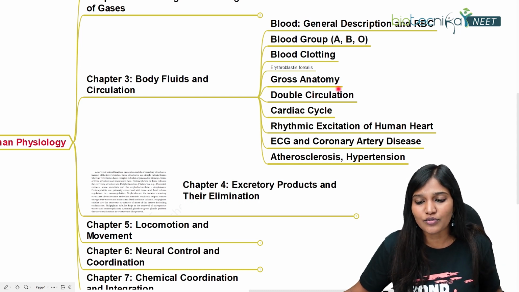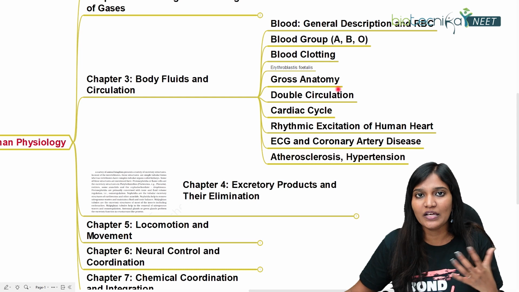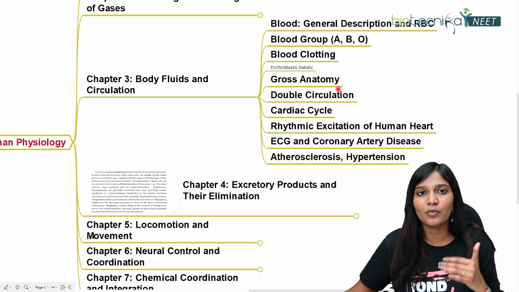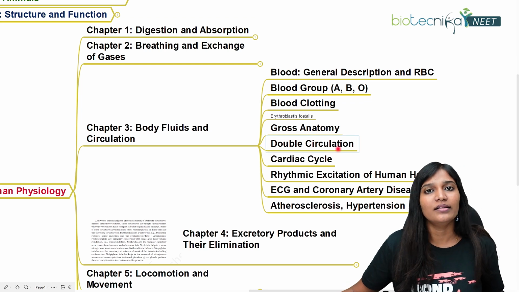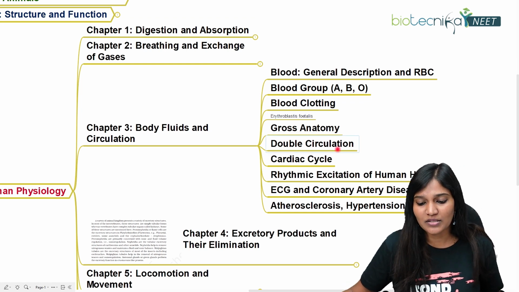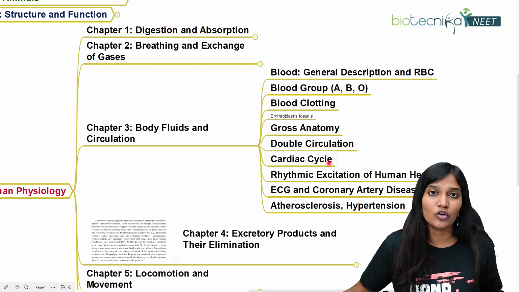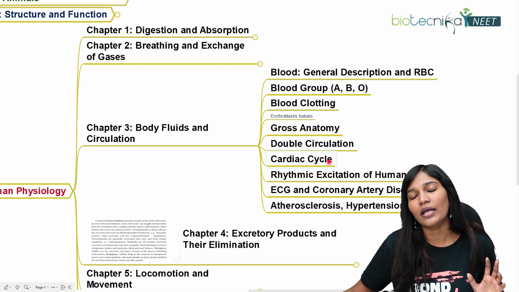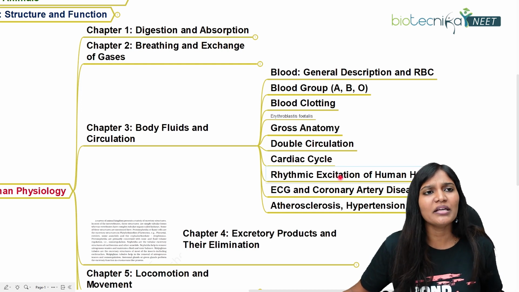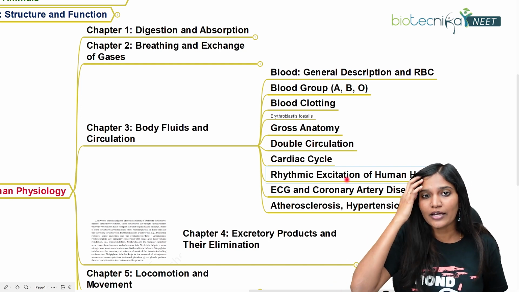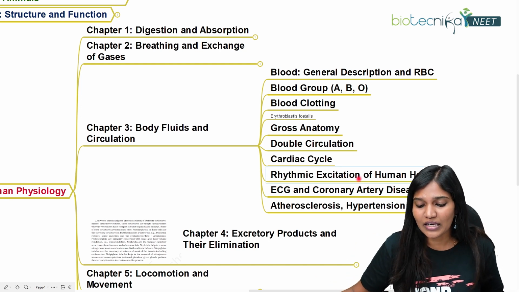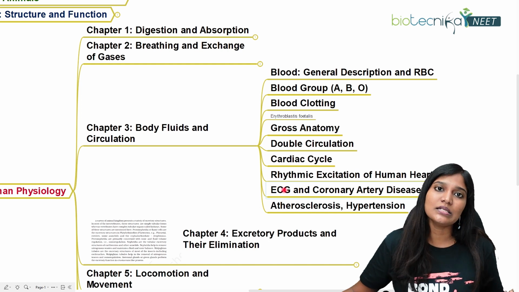What is the external structure of a heart made up of? What are the pulmonary artery and veins? What are auricles, ventricles? What are bicuspid, tricuspid valves? Everything you're going to learn, and then you're going to learn the double circulation that happens inside it. Most important, the cardiac cycle. Cardiac cycle, you have to remember everything together. A rhythmic excitation of the heart. Here you will be studying about the SAN, which is the sinoatrial node, and the AVN, everything you have to remember. Next is ECG.